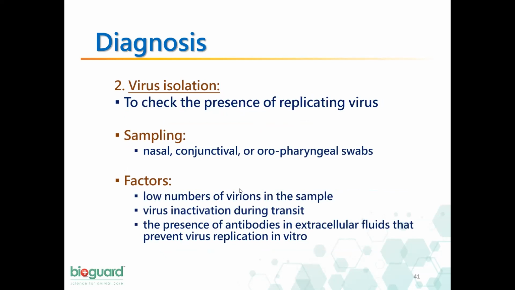The factors which can affect this method, where we have to culture the virus, are that there can be a low number of viral particles in the sample, so the in vitro growth will not be very good. Also, the virus can be in an inactivated state during transmission, so the virus will not grow in vitro. And also the presence of antibodies in the extracellular fluids in the samples can prevent viral replication in vitro. So this method also has some limitations, but it is another method that can be used.